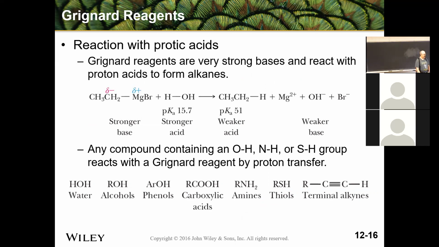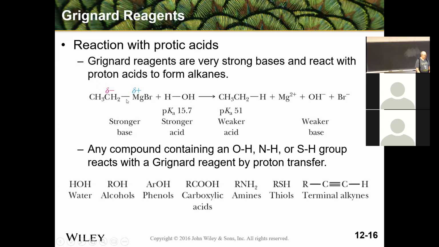Okay, this first reaction is usually one that you don't want to happen. When you're doing a Grignard reaction in the laboratory, you want to be very careful to exclude water. It turns out that the Grignard reagent is a very strong base. And if water is present, carbon immediately grabs a proton, we get ethane, and the reaction's over.